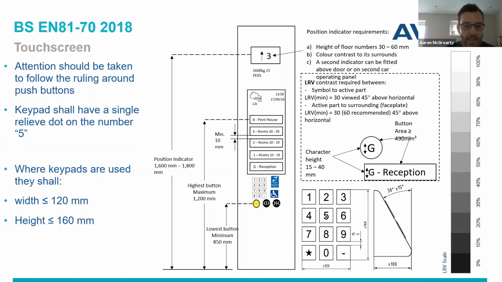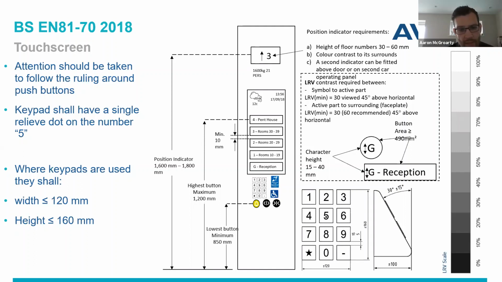Having a touchscreen on the COP is obviously excellent, but you need to make sure that you have a DDA keypad below that. You also note that there's certain height restrictions on where the buttons need to be. So the highest button can be 1200 millimeters, but you also notice that the position indicator is 1600 millimeters to 1800 millimeters. So you need a fairly large display to be able to reach to the top there. And you'd also need to make sure that the position indicator is always located at the top. What I usually ask people to do is probably just to purchase maybe a picture display for your position indicator that can link into your touchscreen display.